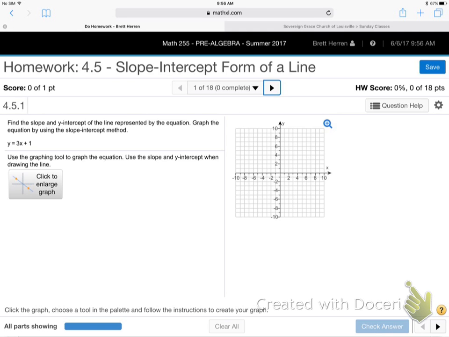All right. So let's do about half this section, 4.5, slope-intercept form of a line. Find the slope and y-intercept of the line represented by the equation. Graph the equation by using the slope-intercept method. So y equals 3x plus 1. So we're supposed to take that equation and graph it.